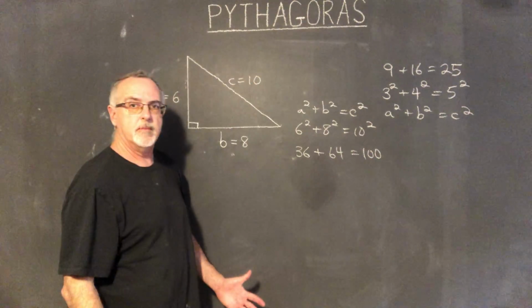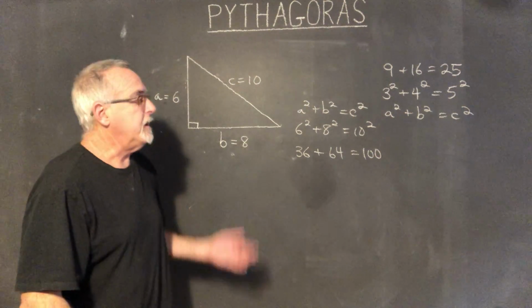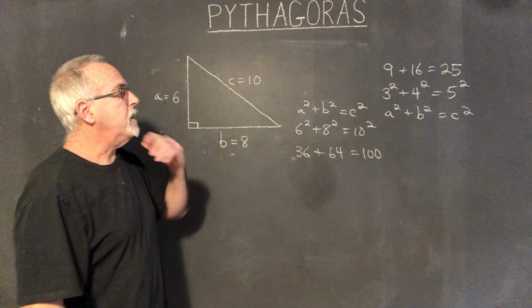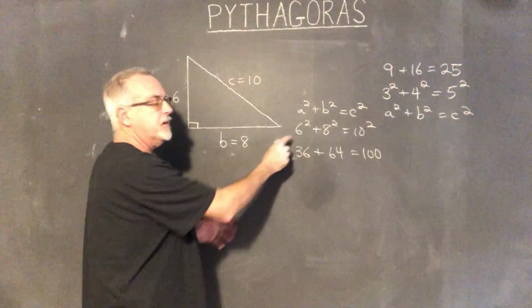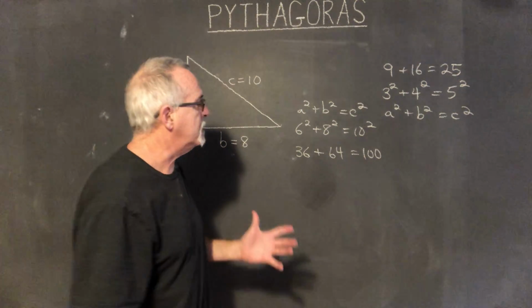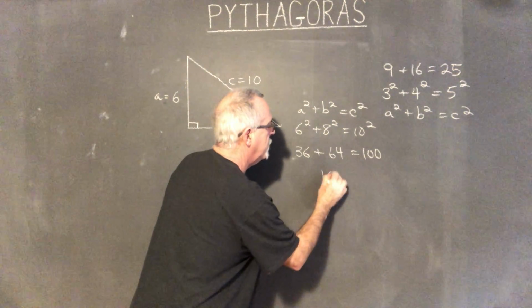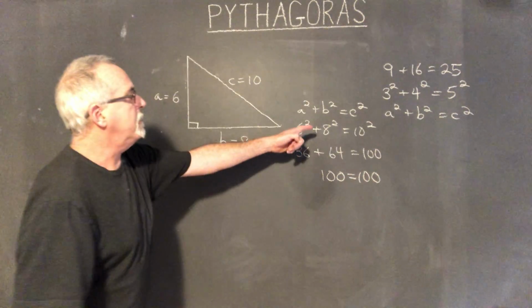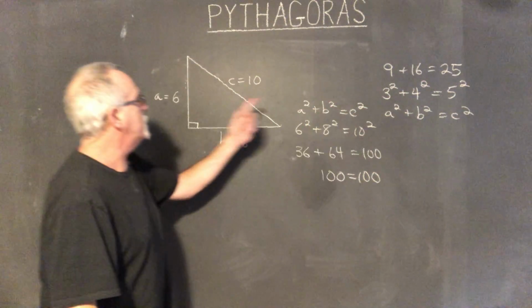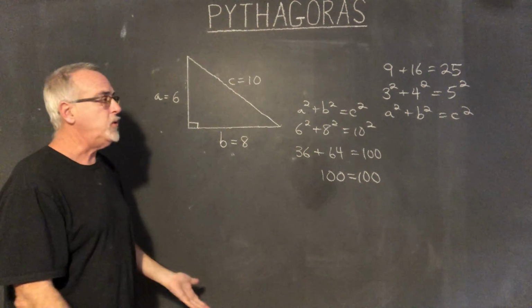And it's working. I knew it would work, because it works with all right triangles. But I was carefully selecting right triangles where we can avoid all sorts of crazy decimals. So 36 plus 64 equals 100. We have just verified that this formula works with this right triangle too.